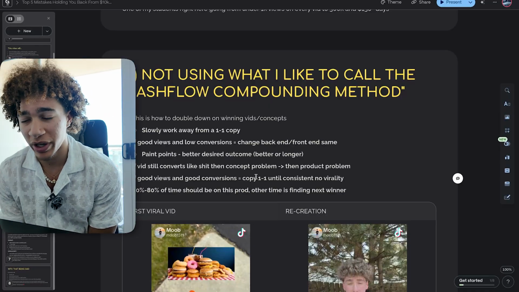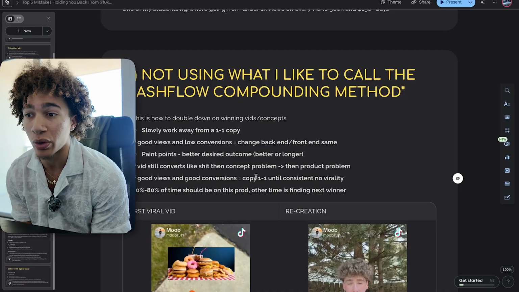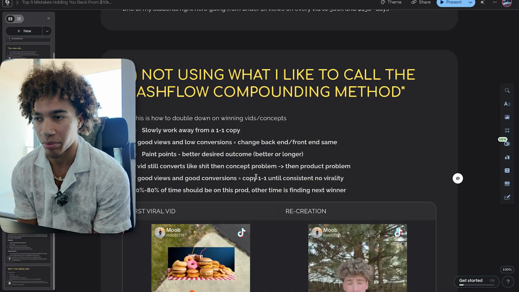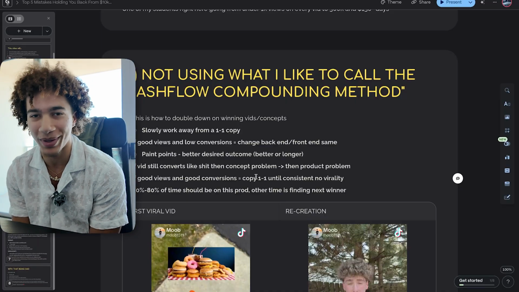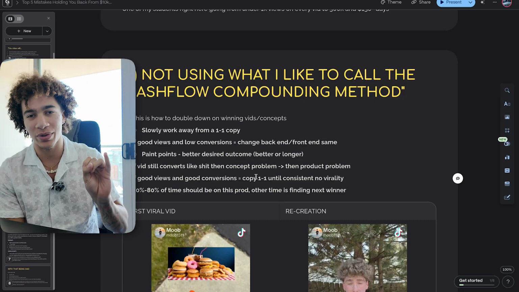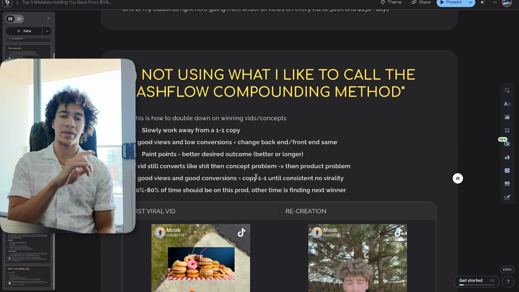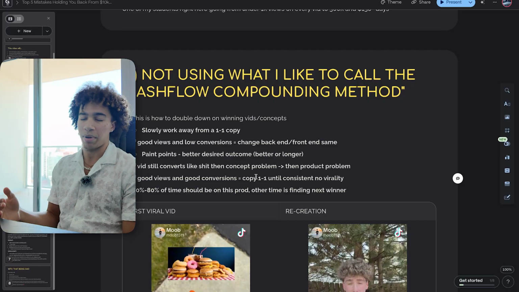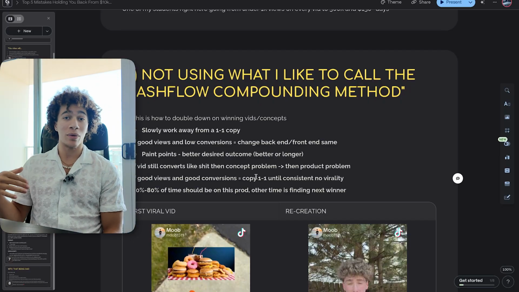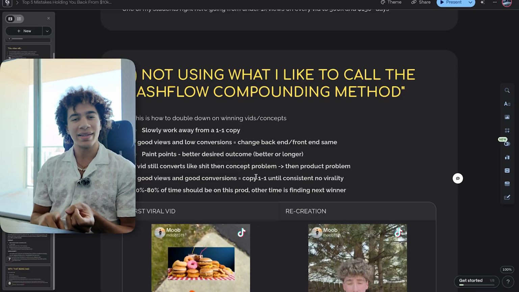And then if you recreate that video, it goes viral again, and then the video still converts poorly, then it's a concept problem, right? And then it's a product problem. So let me break that down. First thing, once you get high views and low sales, what you need to do is change the back end. Make the desired outcome and the pain points longer and better, right? That's what you need to do. You recreate that video, you go viral again, and it still doesn't convert. Then it's a concept problem, right?